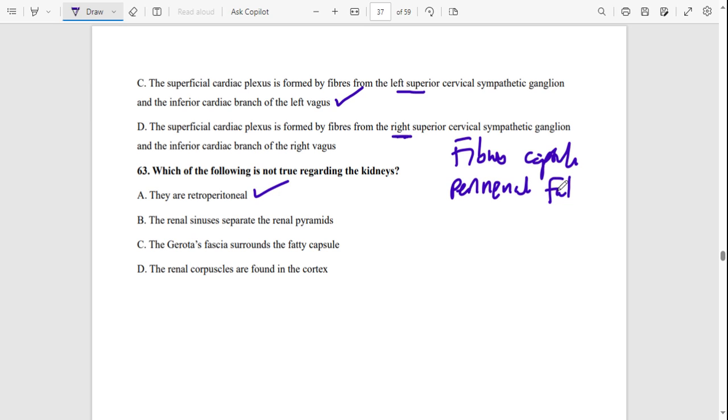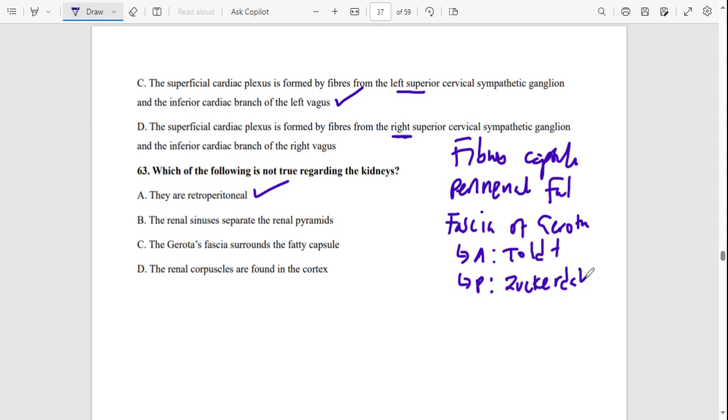This is not fascia but fat, and then you are also going to have the fascia of Gerota, or Gerota's fascia. The fascia of Gerota is going to have a different name anteriorly. Anterior is known as the fascia of Toldt. And then on the posterior of the kidney is known as the fascia of Zuckerkandl. And then after this, you are going to have your kidney there.